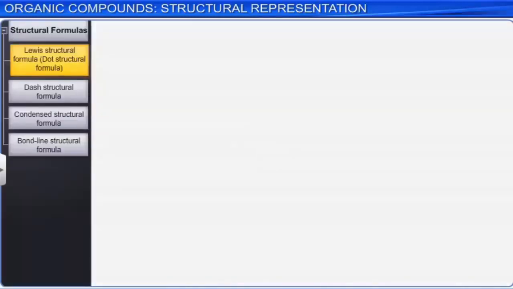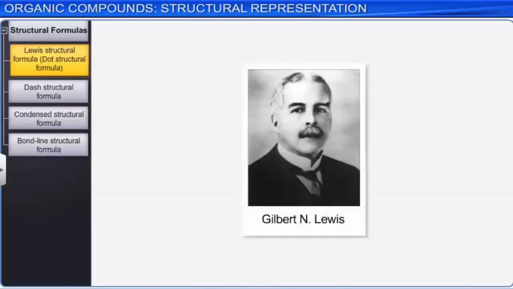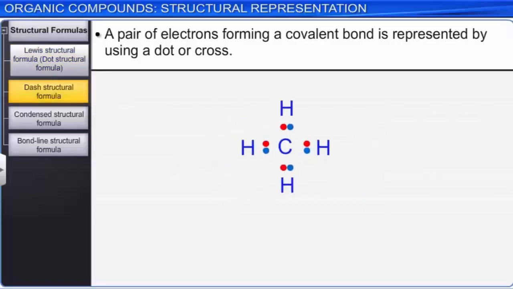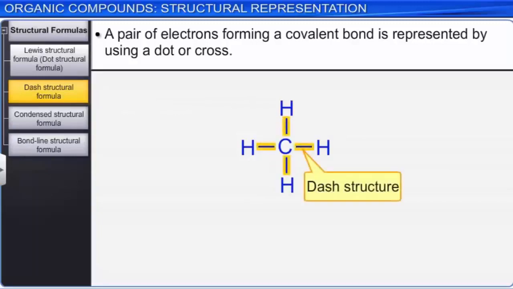The Lewis structure is named after the scientist Gilbert N. Lewis. In Lewis dot structure, a pair of electrons forming a covalent bond is represented by using a dot or cross. However, the Lewis dot structure can be further simplified by representing a pair of electrons by a dash. This simplified representation is called dash structure.